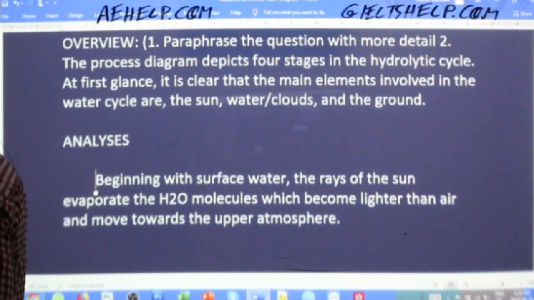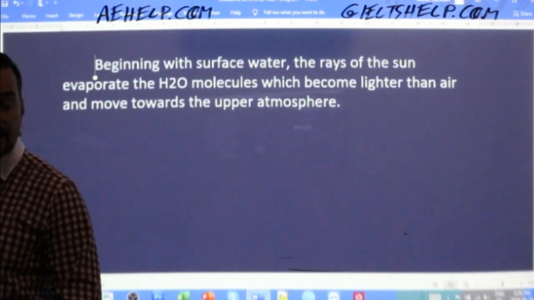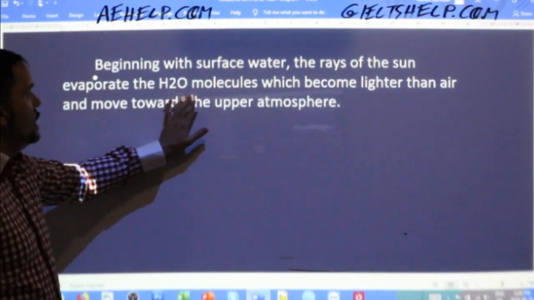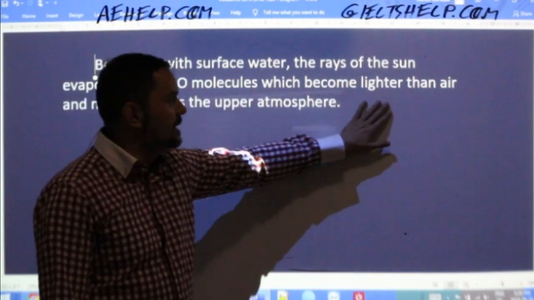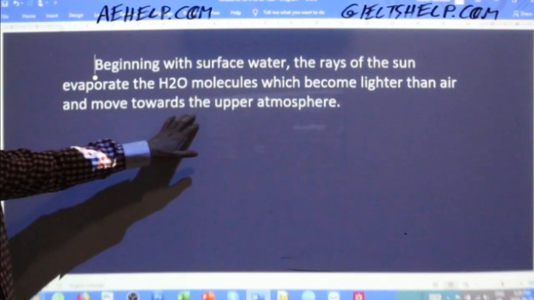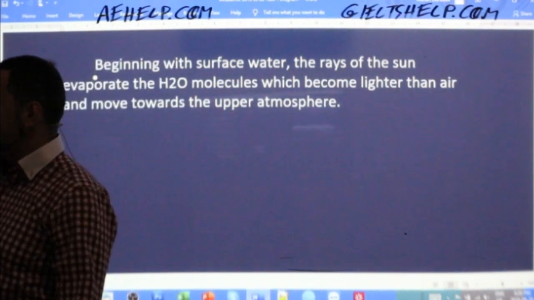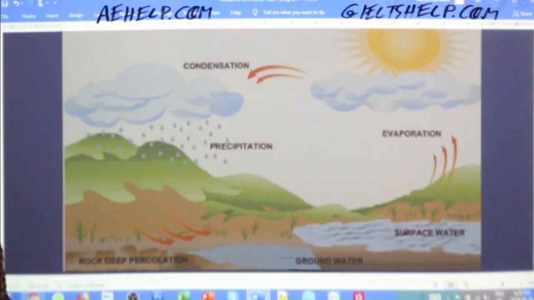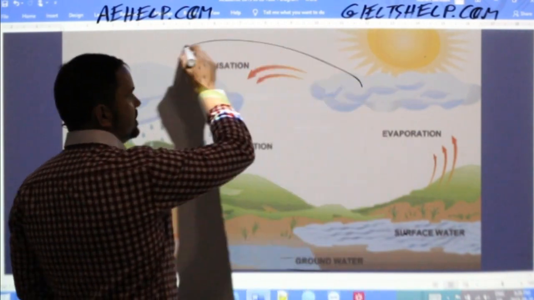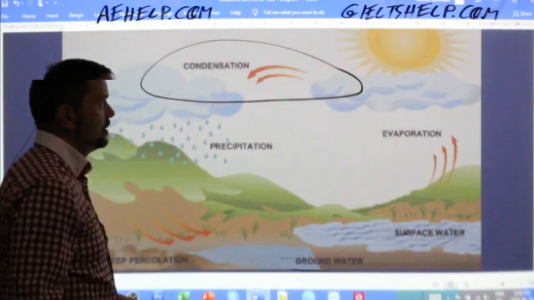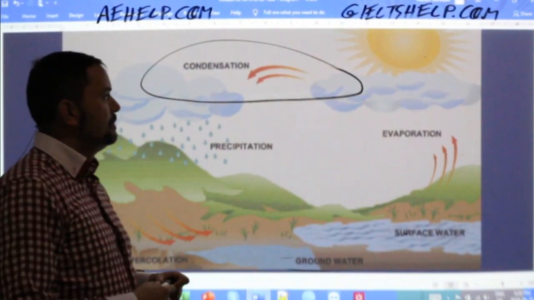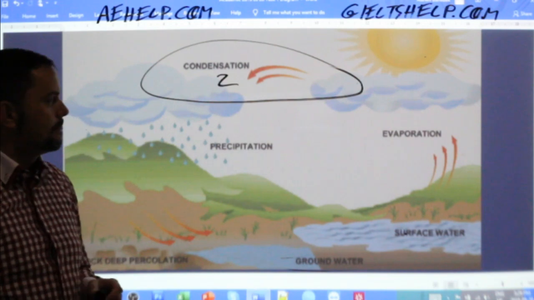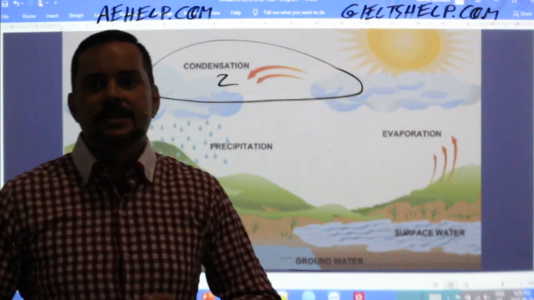Let's move to the next stage. So again, here's mine. Beginning with surface water, the rays of the sun evaporate the H2O molecules, which become lighter than air and move towards the upper atmosphere. Okay, fine. What happens in the upper atmosphere? So this stage here, okay? What's happening there? So this is our stage number 2. Let's discuss that.